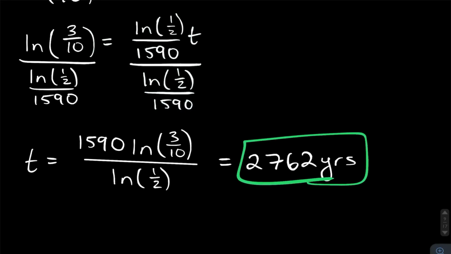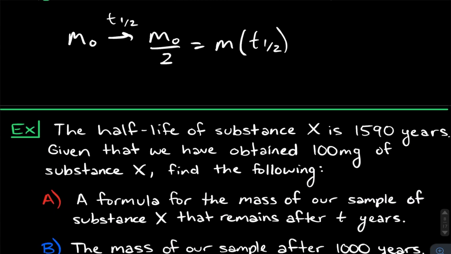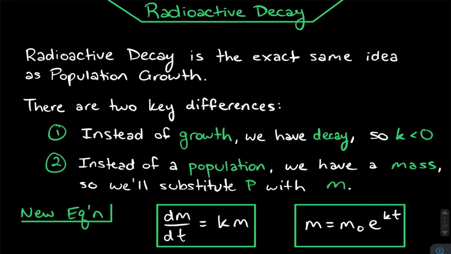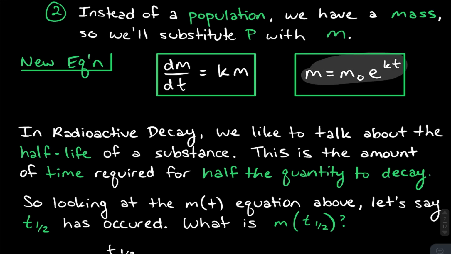And that is our answer for part C. So just a quick review of what we did with radioactive decay. We said that now we're dealing with decay. We're using the variable m. We have our equation that we're going to use for all these problems.